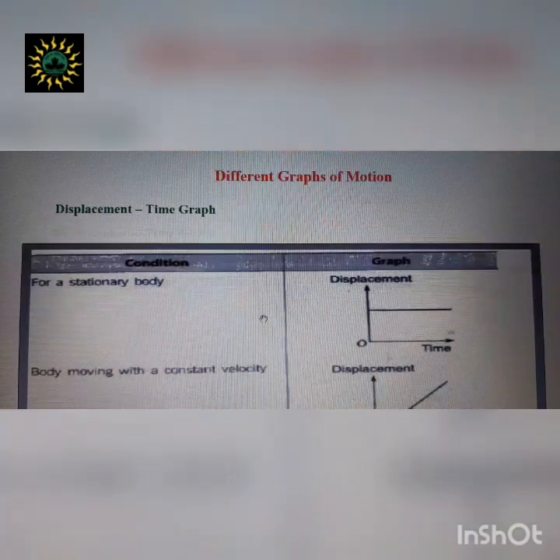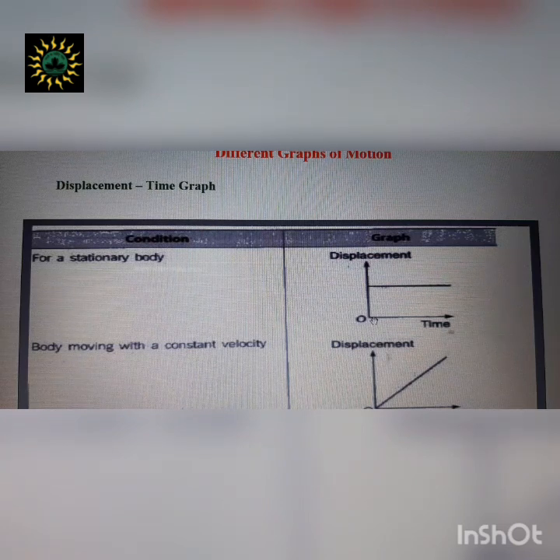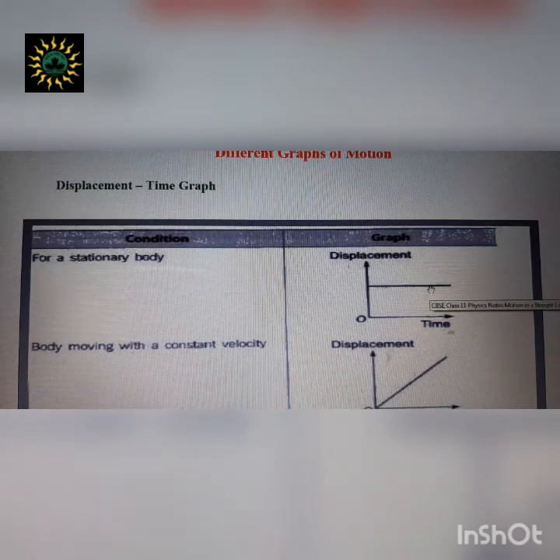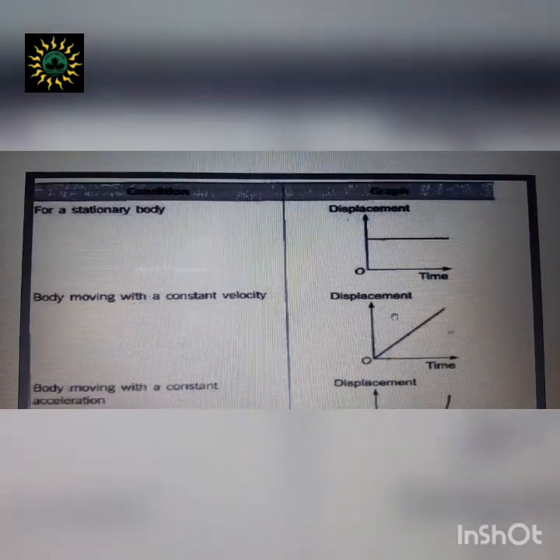Anyway, now the graphs are very important. So this is the displacement versus time graph. You also studied it in class 9th standard. So for a stationary object, the body is not moving, it is at the same place, so it is represented like this. Time is changing, but the displacement remains the same. Suppose it is taken from the origin, the displacement remains the same. So there is no change in the position of the object. So for a stationary object you can express this graph.